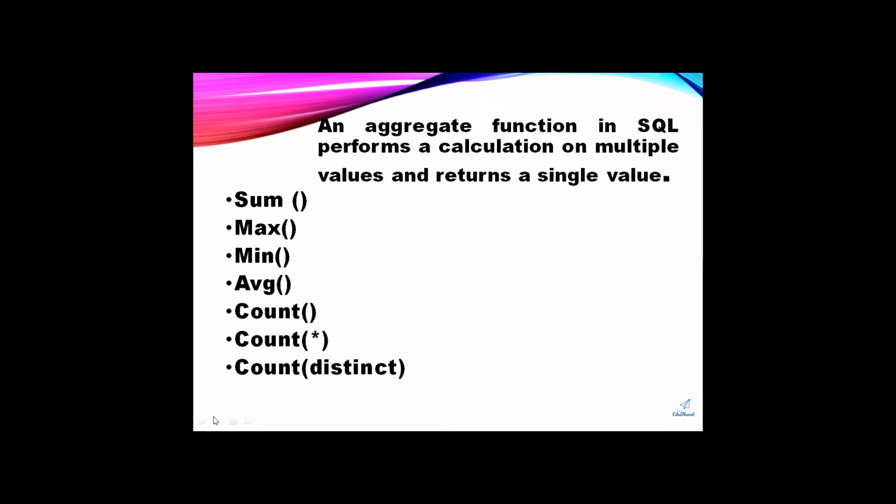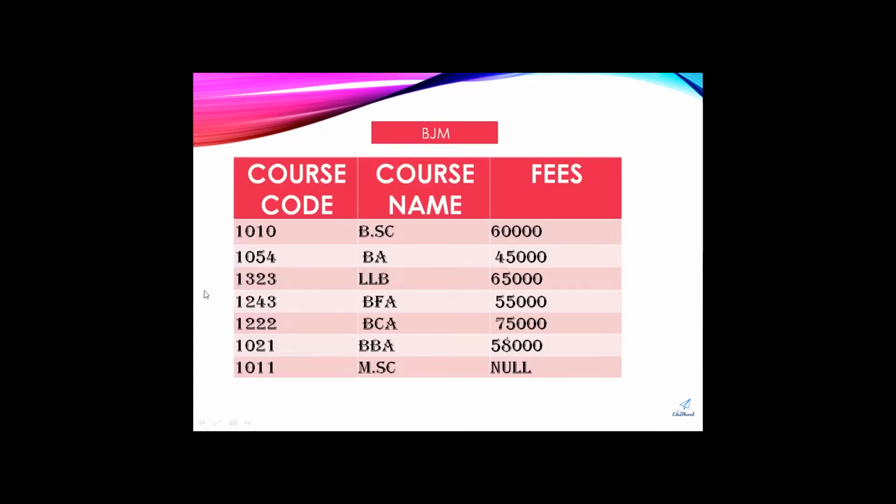And these are the different aggregate functions we have to learn. This is in your syllabus: sum, max, minimum, average, count, count star, and count distinct. So this is the table we have prepared for understanding this: course code, course name, and fees of a college. The name of the college is BGM.